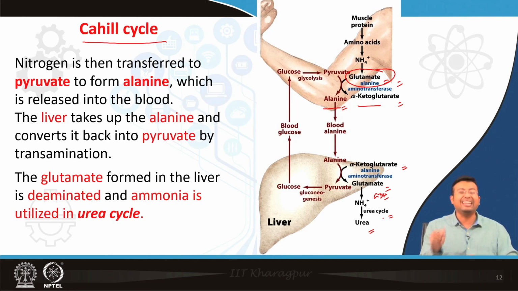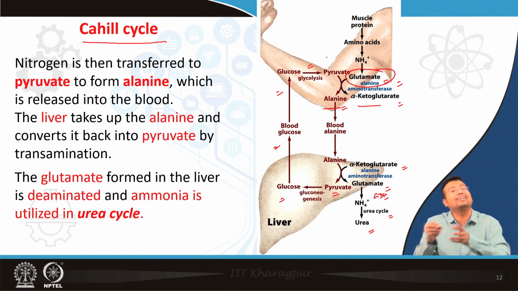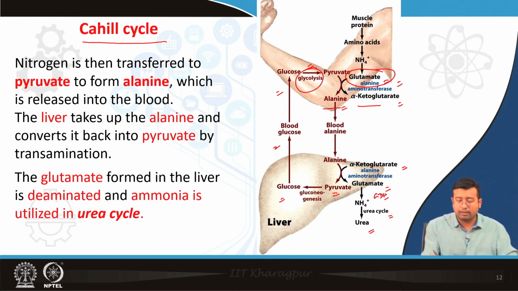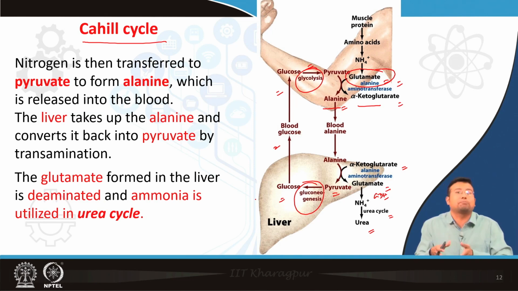So mind it, in the periphery the nitrogen is actually travelling via alanine, and this pyruvate again undergoes gluconeogenesis to produce glucose. Glucose is released in the blood, glucose reaches the muscle, it undergoes glycolysis to produce pyruvate, and thus the cycle is completed. So we all know by now what glycolysis and gluconeogenesis are, and this is the beauty where both carbohydrate metabolism and protein metabolism are integrated together, and in this specific case it is acting to clear the nitrogen or the ammonia from the peripheral tissues to the liver.